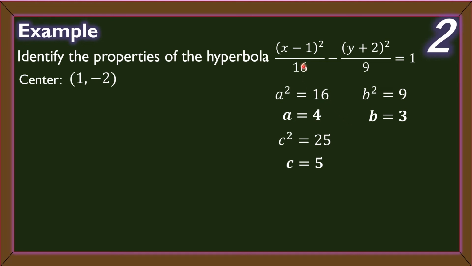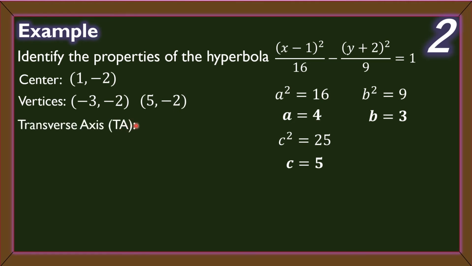Since the transverse axis is parallel to the x-axis, then the vertices will be 4 units away from the center. One of the vertices will be 1 minus 4, that's (-3, -2). And the other will be 1 plus 4, that will be (5, -2). The transverse axis is of length 2a, so we have 8. The conjugate axis is of length 2b, so we have 6 for the conjugate axis.